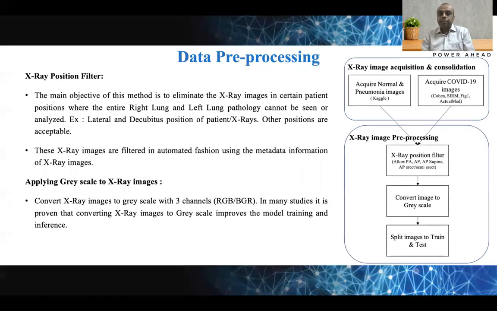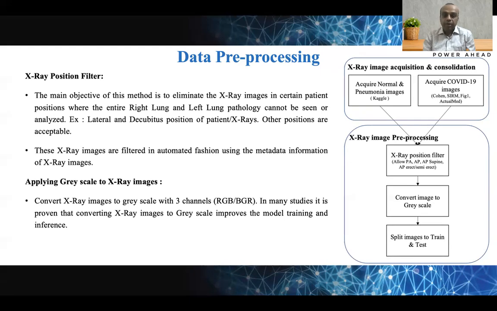The next step after data preparation is pre-processing. We ensure that before we feed the images into the training, both the left lung and the right lung images are properly presented. So from that perspective, we are eliminating all the X-ray images where only one lung's information is shown or only the lung information from side positions is shown.